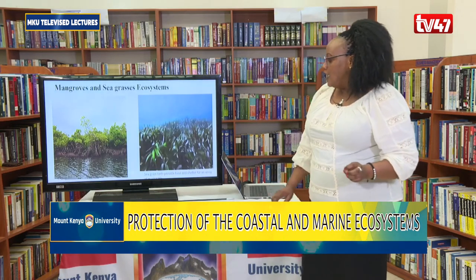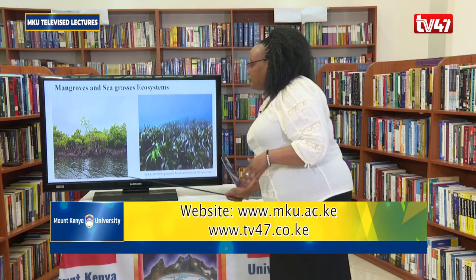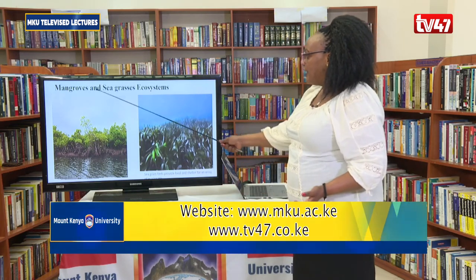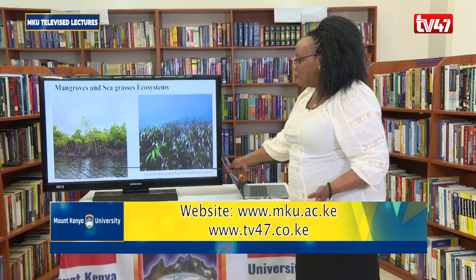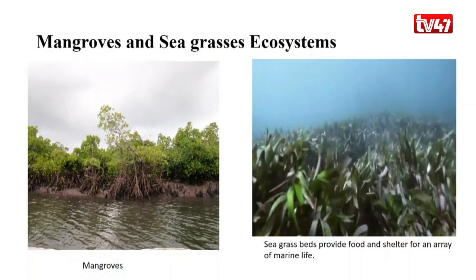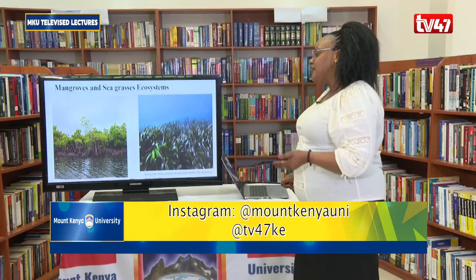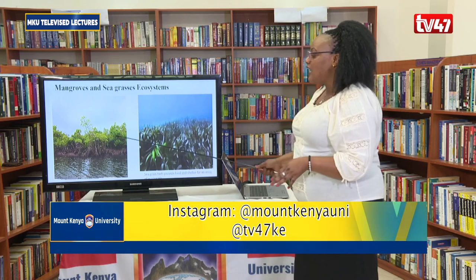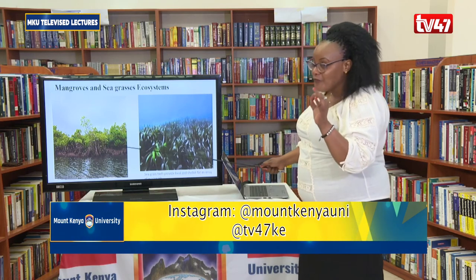Still here, I just wanted to show you the difference between a mangrove and a seagrass. This is the mangrove. You see how it has deep and very strong roots, which normally protect the oceans or maybe the lands from getting washed away. So it protects other land areas when you have higher tides and heavy waves. So it offers protection, the mangrove trees.